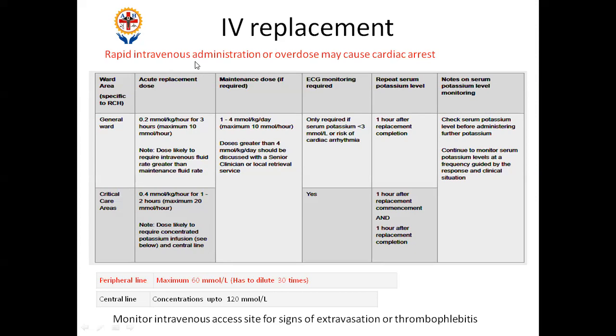Why are you discussing so much? What is there to discuss? You're giving 2 milliequivalents extra, and the child is still needing more. So what can you do? Increase the dose. That's all.